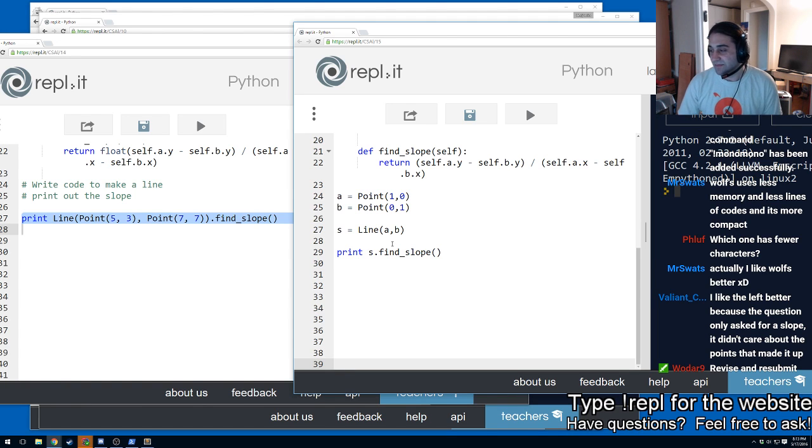Hi, Odar. Alright, I'm just reading the comments. So, Mr. Swats, Wolf's uses less memory and less lines of code. God damn it, I yelled at Toon for this earlier today.